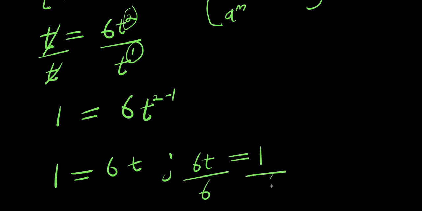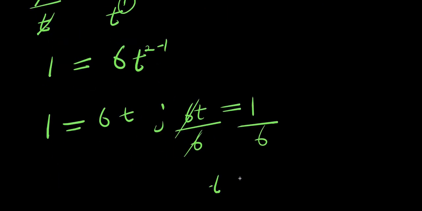Divide this by 6, divide this by 6. 6 cancels 6, you have t equals 1 over 6. Now that is our answer.